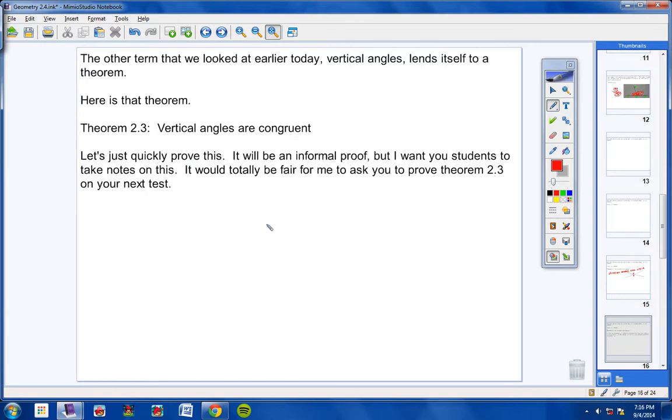It'll be an informal proof, but I do want you to take notes on this. It would be totally fair for me to ask you to prove theorem 2.3 on a test. So we're going to prove this theorem. So take some really good notes, please. Somewhere in your notes, make a note saying something like proving theorem 2.3, off to the side over here, and then draw an arrow.